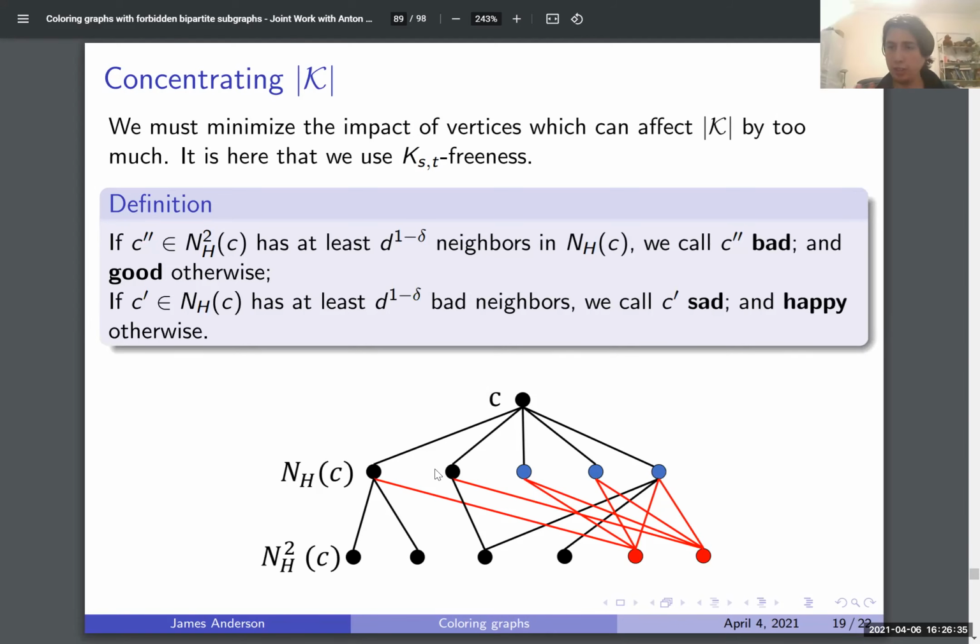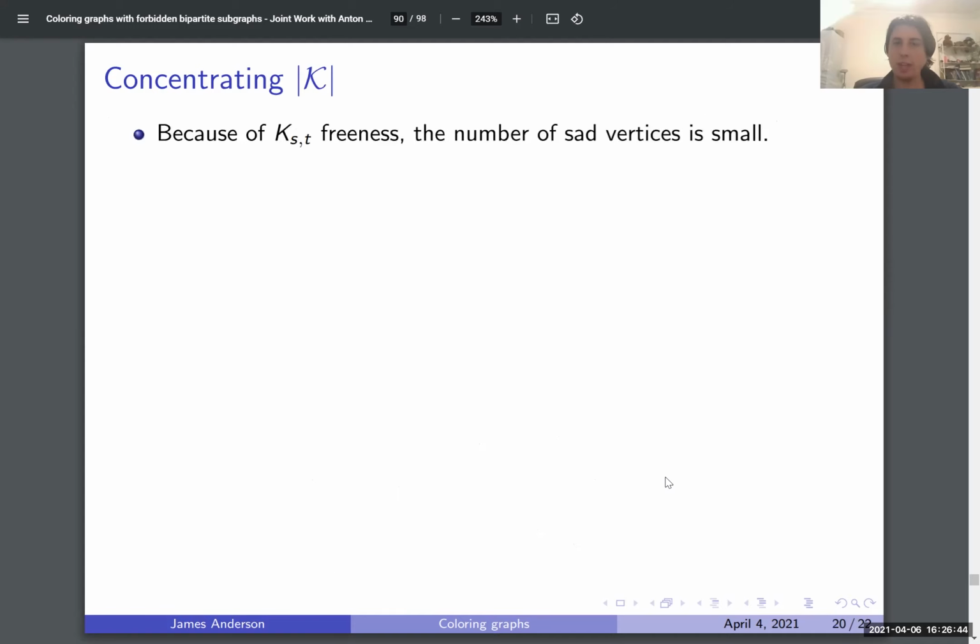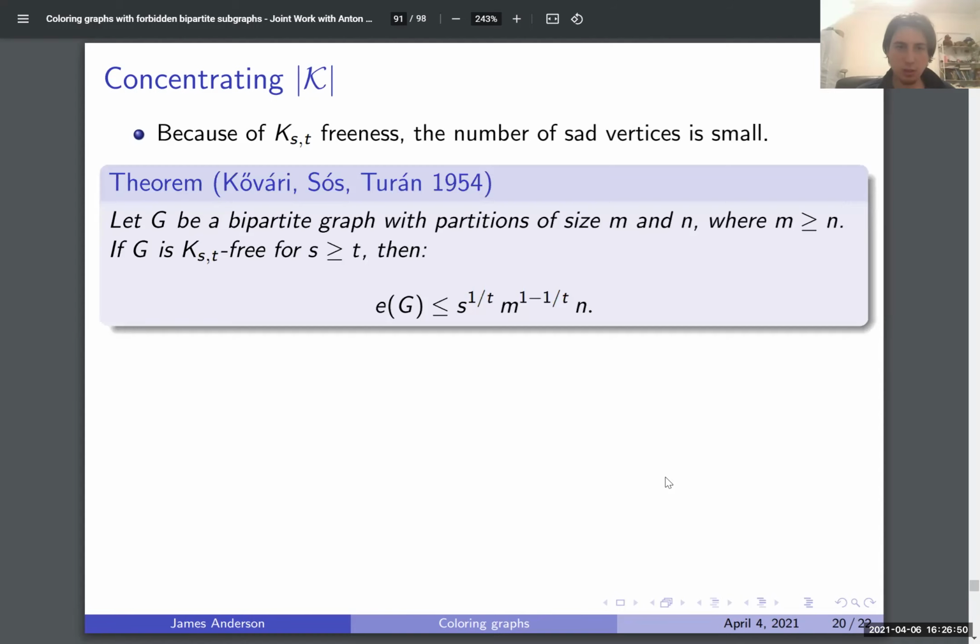And so what's the idea? The idea is the number of these sad vertices is going to be quite small. And why is that? Why the number of sad vertices is going to be small? Well, this is where KST comes in. We have by the Kővári–Sós–Turán theorem in 1954 that if G is a bipartite graph, partitions of size M and N, and if it's KST free, then we have a bound on the number of edges.